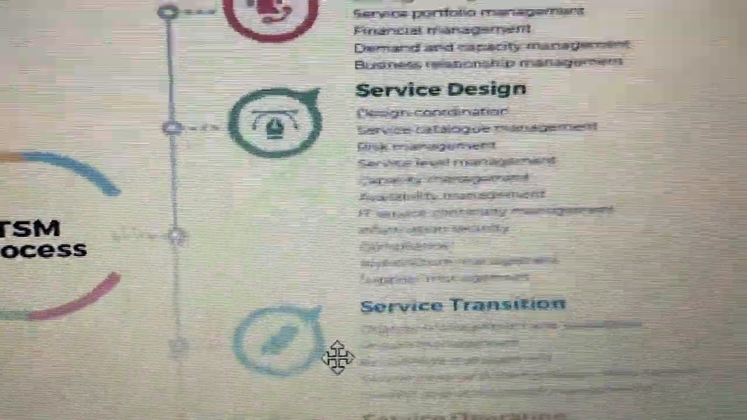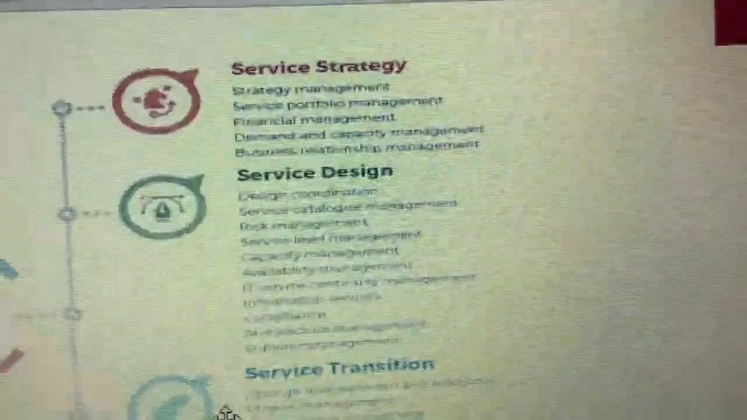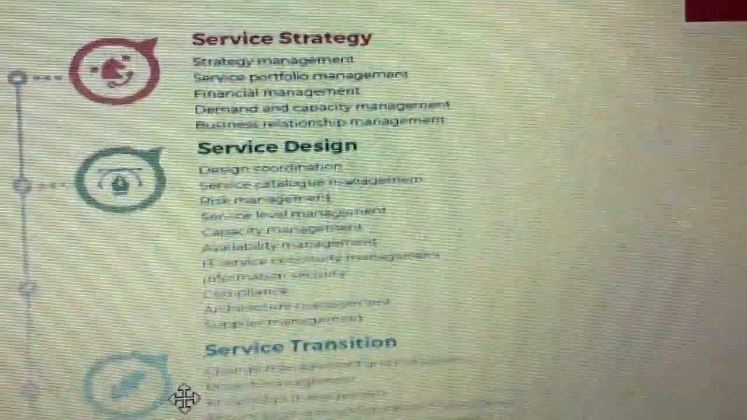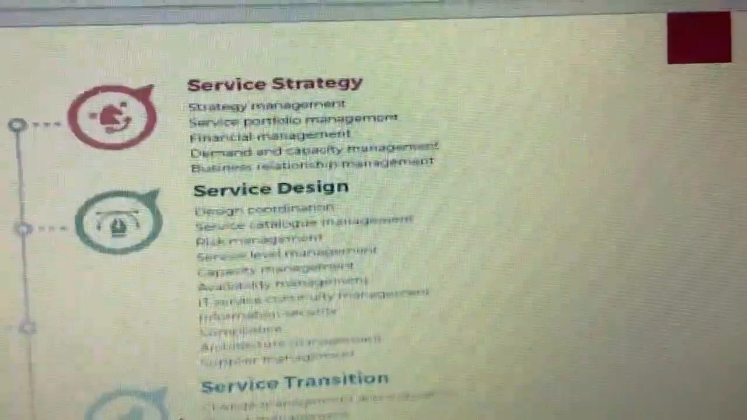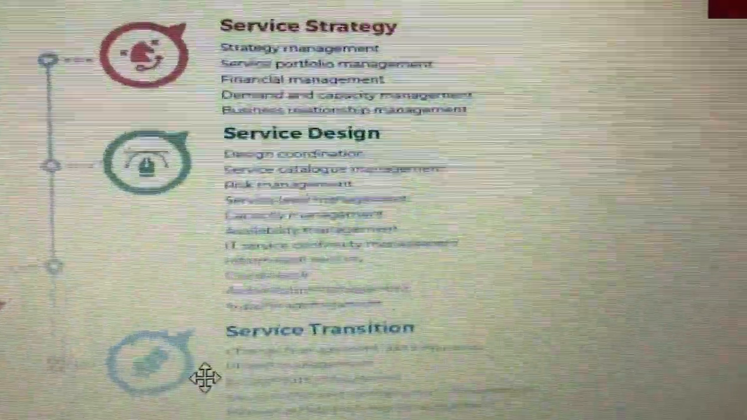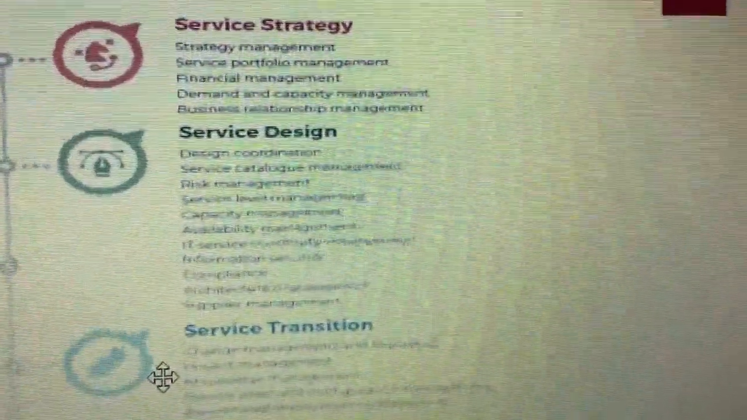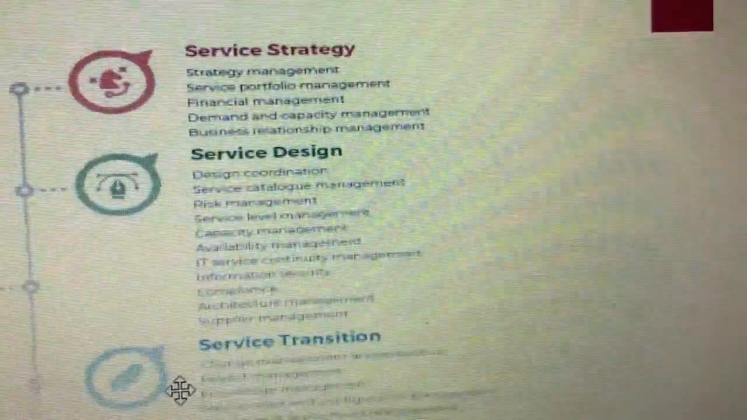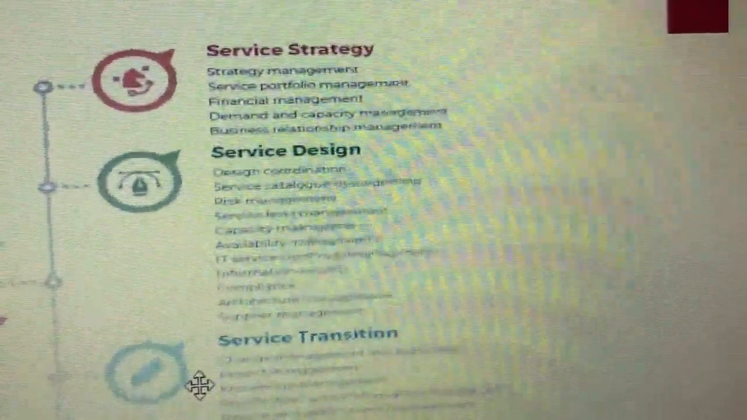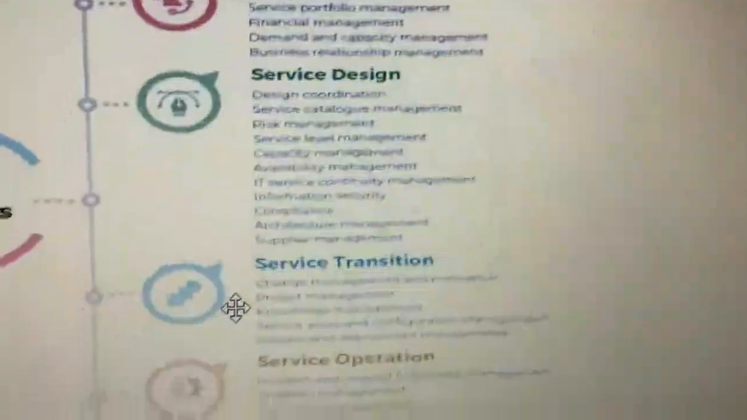The last is business relationship management, which identifies the needs of users and handles the complaints requested by the customers, ensuring that the right services are developed to meet their requirements, and it develops a positive relationship with the customers.